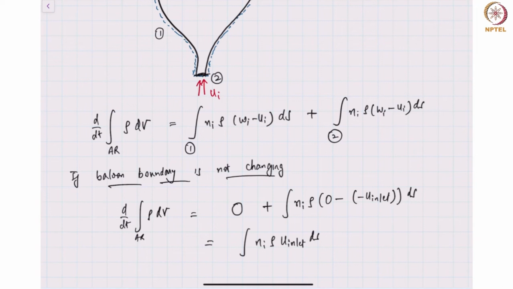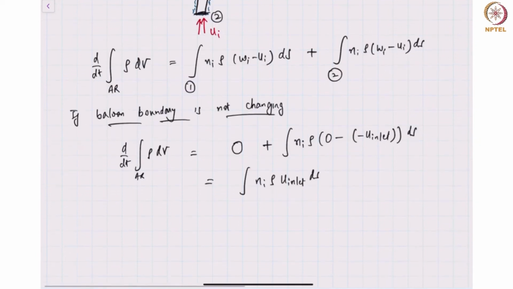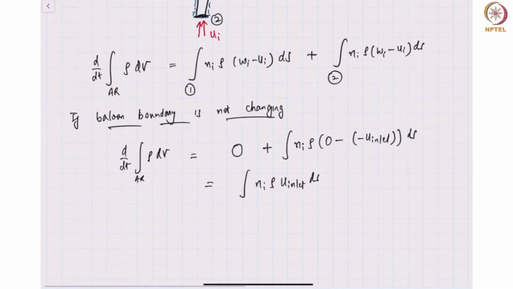The reason you have ni and U inlet of opposite sign here is because ni is the normal to the boundary 2, and U inlet is opposite to the normal. The normal vector is normally pointing outwards, while the velocity U inlet is inwards. That's the reason for changing the sign. So this equation is consistent.